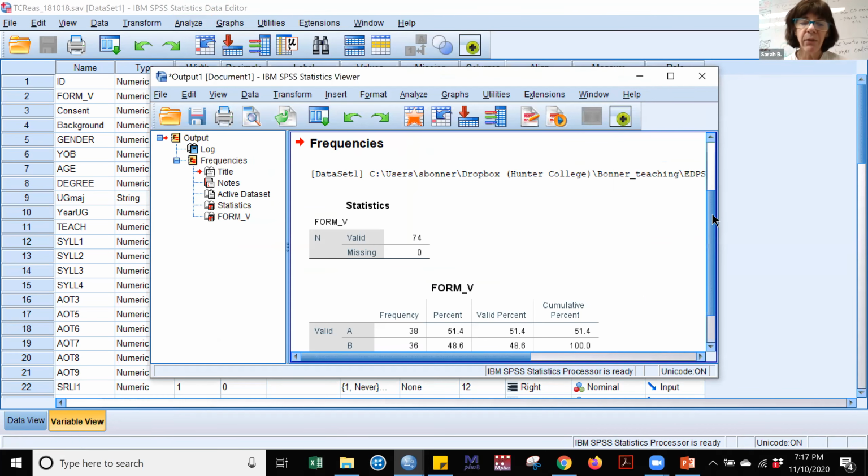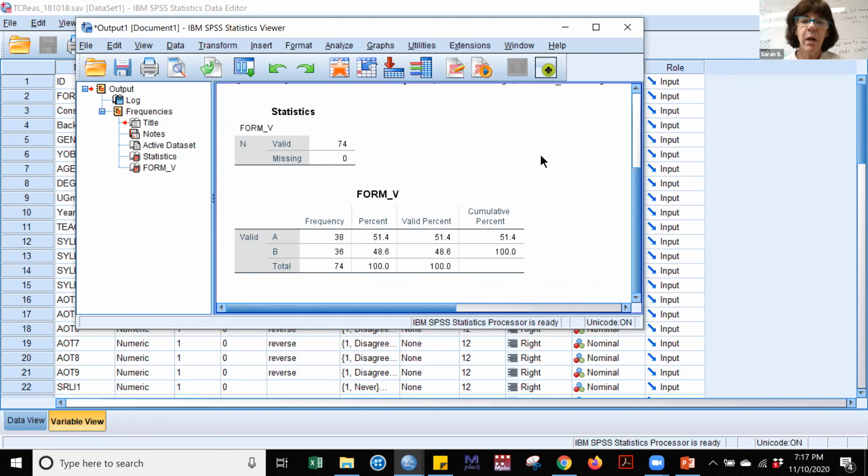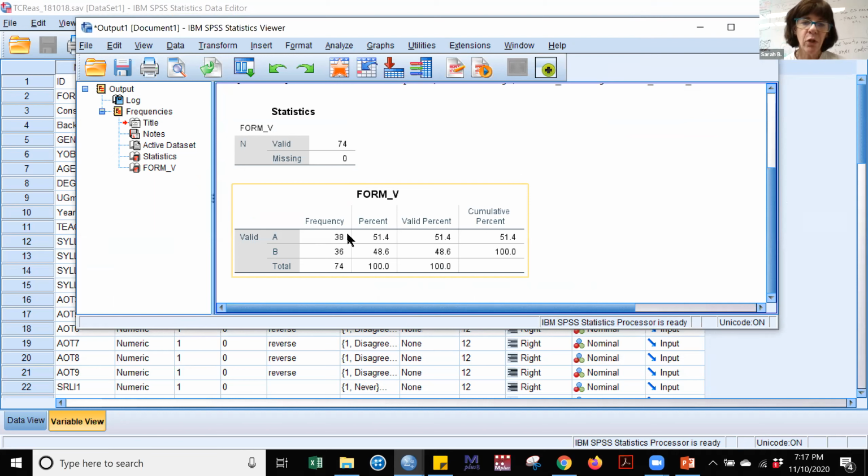And so when I ask for those frequencies, I find that in this data set, there are a total of 74 people who have a value for that form question at all. And of those, 38 took Form A and 36 took Form B. So my overall sample size is 74, and my N for the group that took A is 38, and my N for the group that took B is 36.